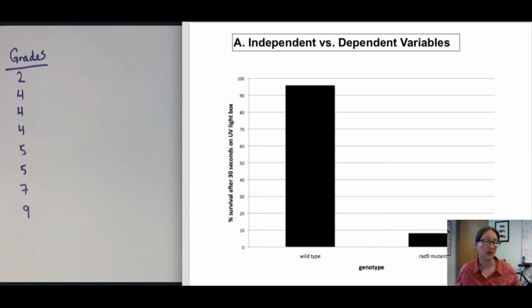When it comes time to make a graph, our convention for graphs of experimental data is to put the independent variable on the x-axis and the dependent variable on the y-axis. So here's a simple graph where we're comparing two different genotypes. The wild type genotype, which we probably consider to be a control treatment, and a mutant genotype called the rad9 mutant, so that would be our experimental treatment. And then on our y-axis, we have the percent that have survived after 30 seconds spent in a UV light box. So this is what we're measuring, what we think is influenced by the independent variable.